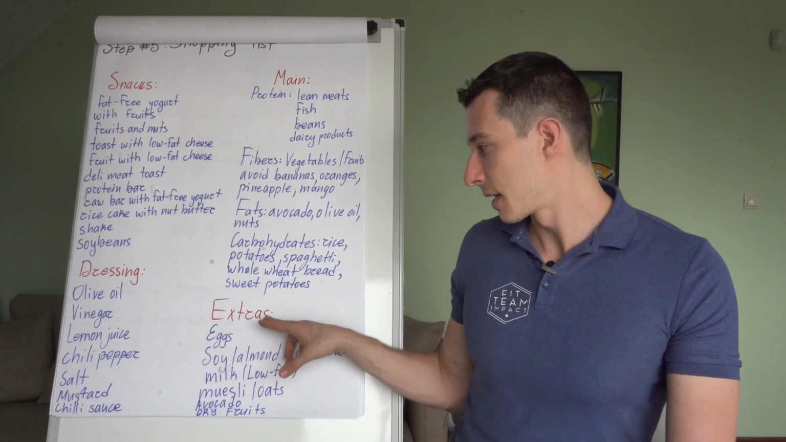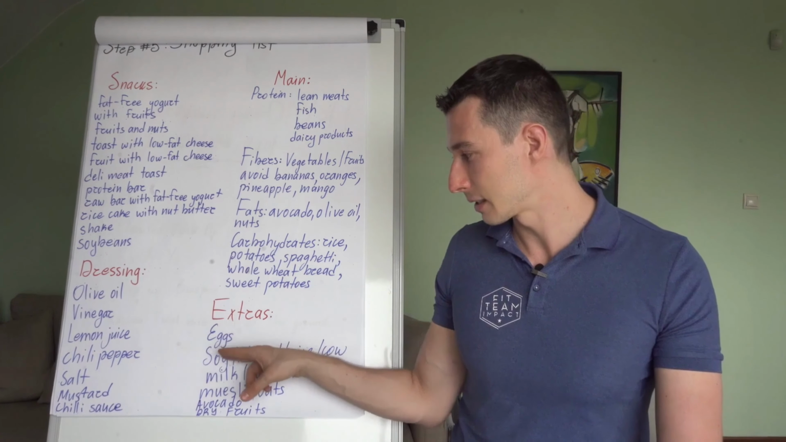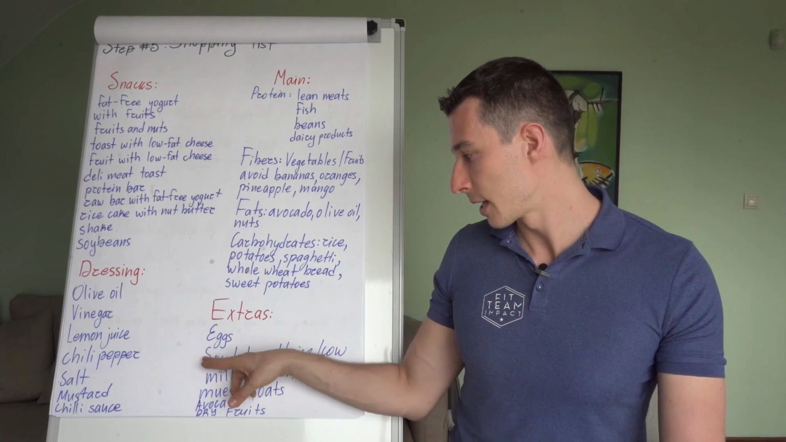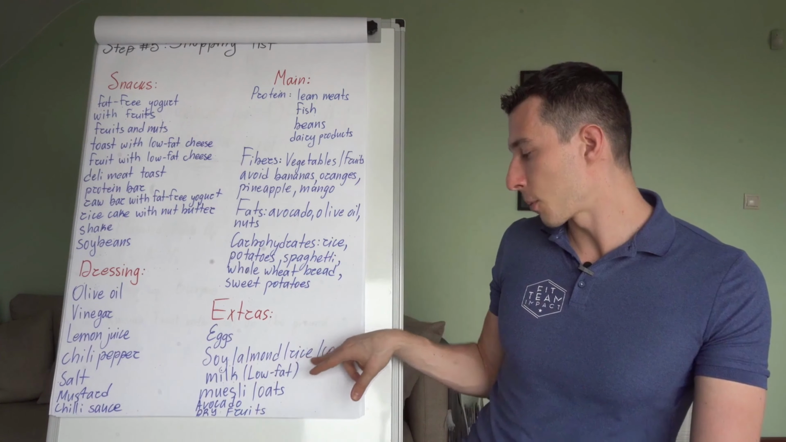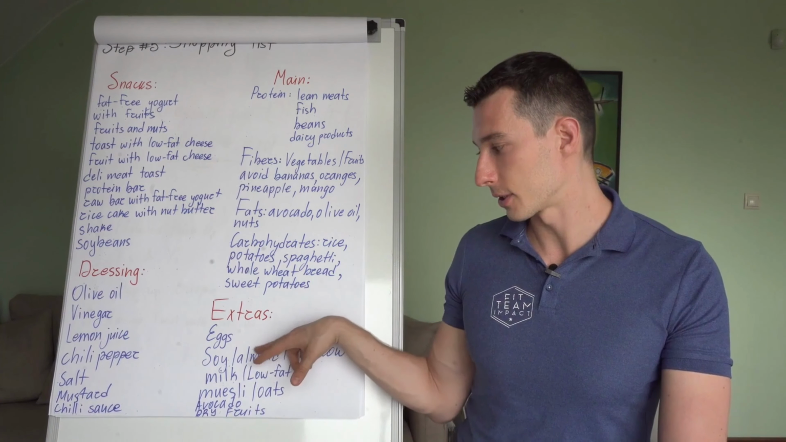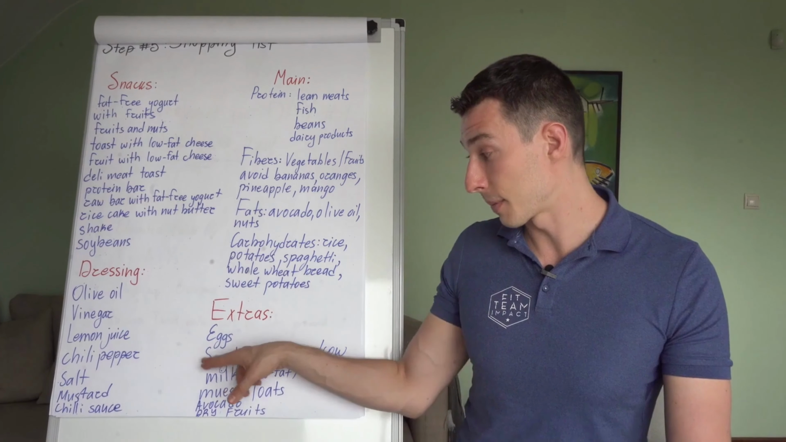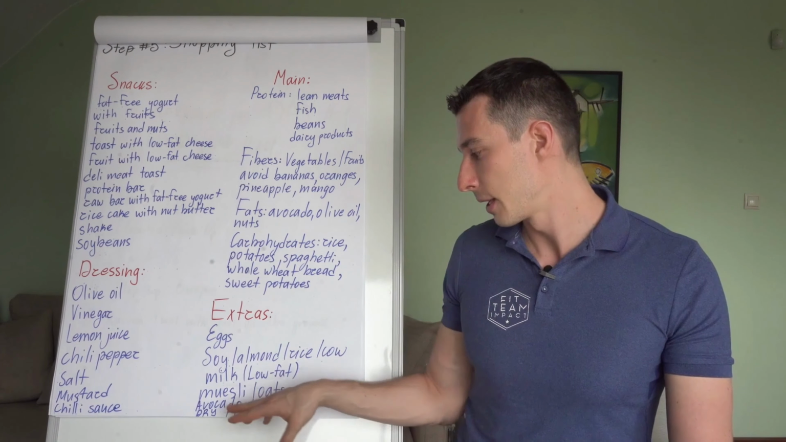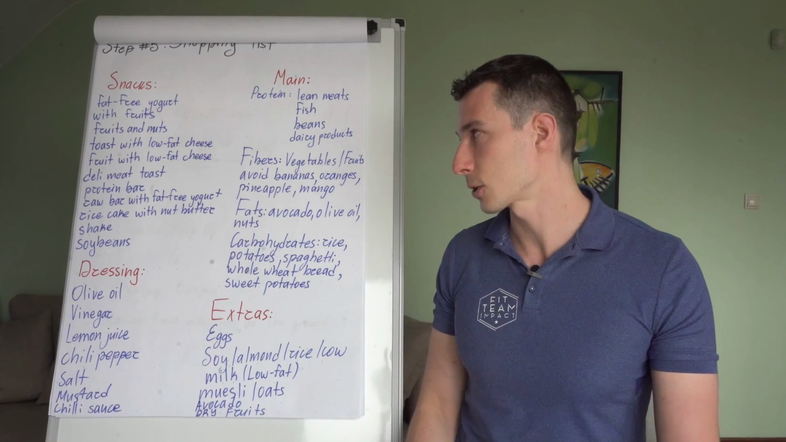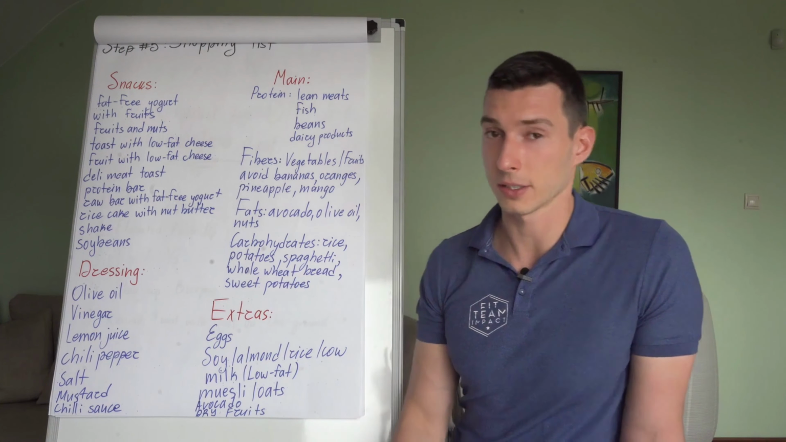Now as extras, I like to always have this ready in my fridge so I can get some extra protein: some boiled eggs. This is a great addition to any salad or main course. You can have soy, almond, rice milk, or low-fat cow milk. These are all great options that you can have as extras to your meals, or maybe make your shake with it as well. You can have muesli and oats. These are great for midday snacks, especially with fat-free yogurt. You add a spoon of oats, a spoon of muesli, it's a great snack.